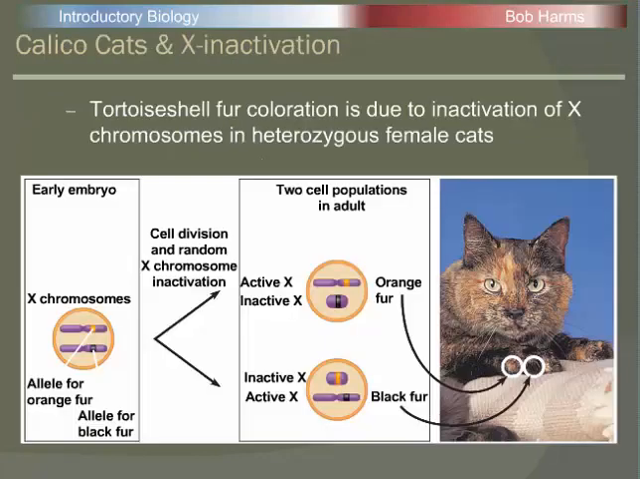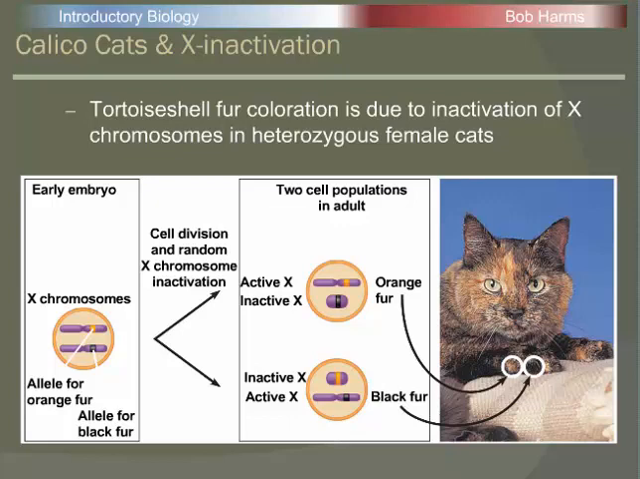A good place to observe visually this idea of X inactivation has to do with calico cats. In calico cats, the two different colors in the fur, the orange and the black, are due to two different alleles of a particular gene that's on the X chromosome. A calico is always going to be heterozygous, having a copy of the orange and the black allele.